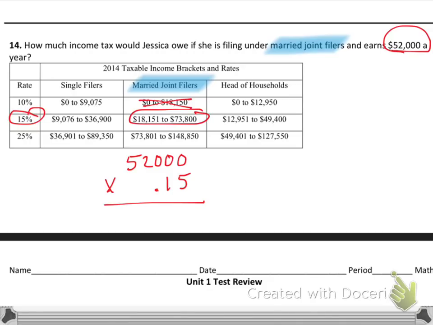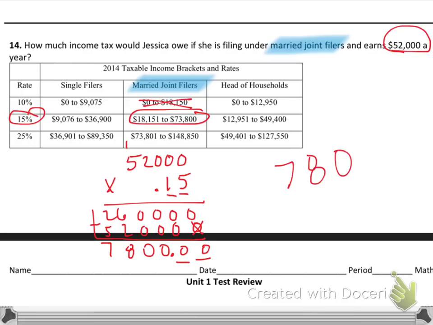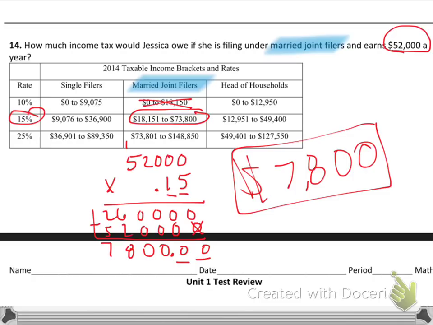0 times 5, 0, 0, 10, 26. Alright, then we have our placeholder. 1 times 0, 0, 0, 0. 1 times 2 is 2. 1 times 5 is 5. So, add these together. We have 2 decimal places. She's going to pay $7,800 in income taxes. Okay.